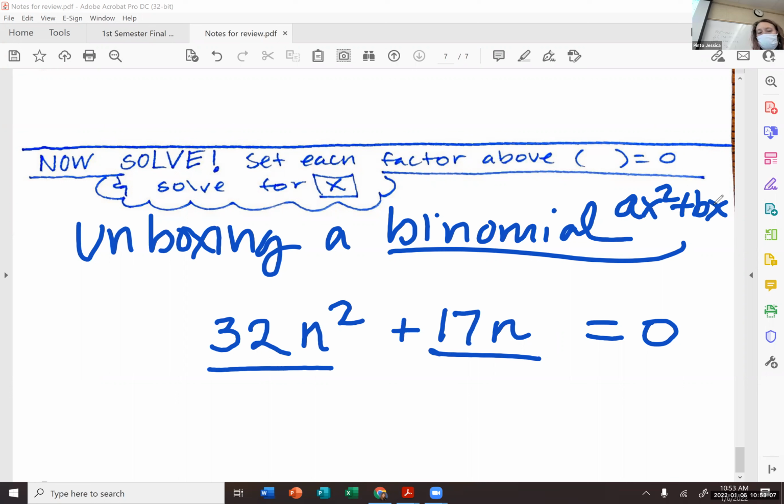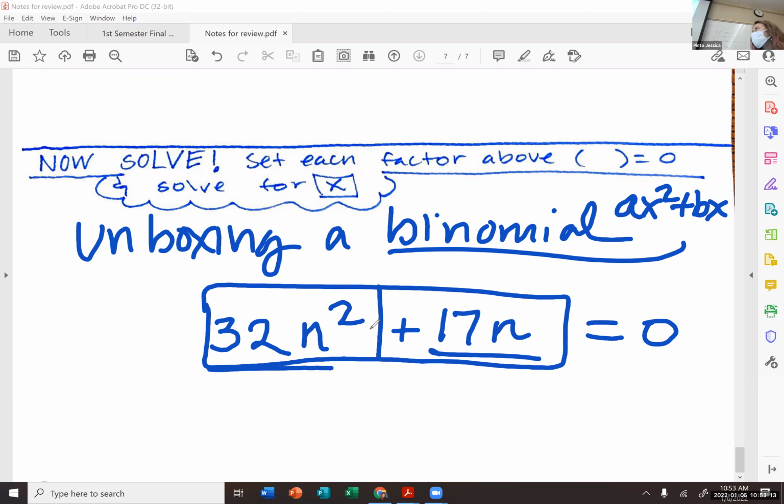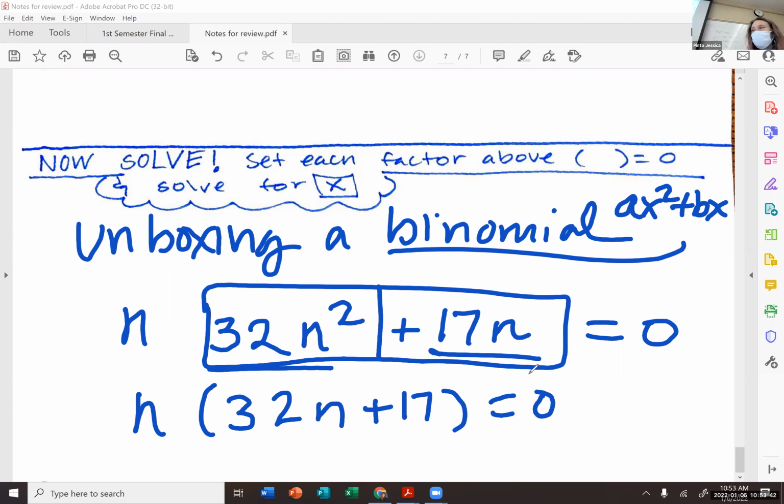It doesn't need to be unboxed really, but here's what we do. We draw a box because it's already in box form. And really, we're just taking out the GCF. The n is common. And there's no way to unbox it. We just have to define the n. So the n is here. And then what's left over is 32n. Oh, where'd the 2 go? 32n plus 17 equals 0. So it doesn't work the other way. Like I said, boxing doesn't work with a GCF. It fails, because when I try to take something out here, there's only one thing.